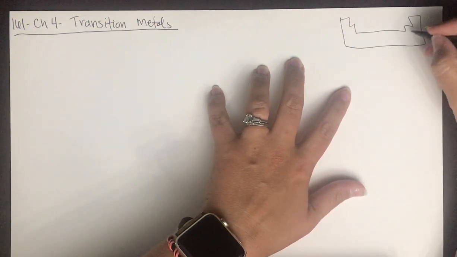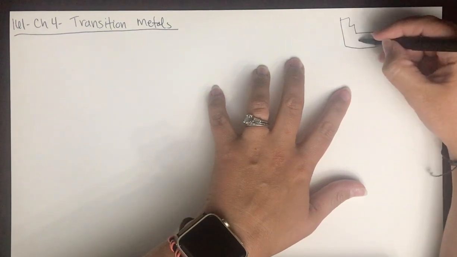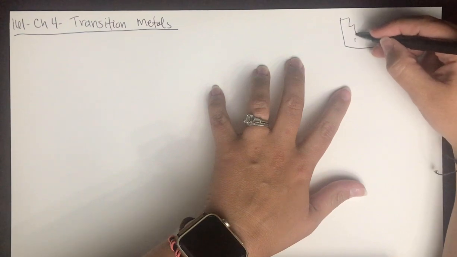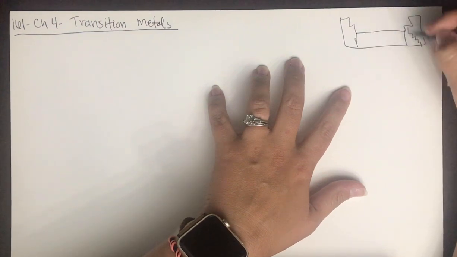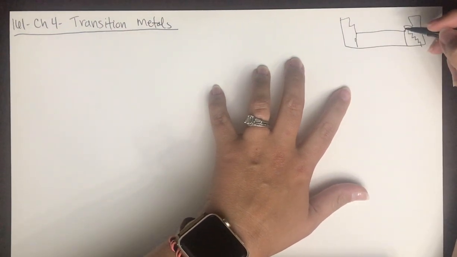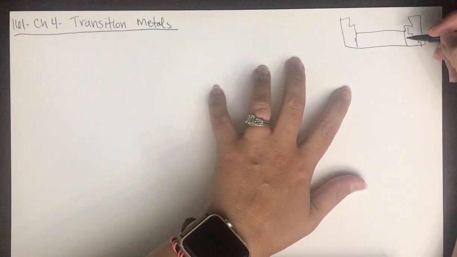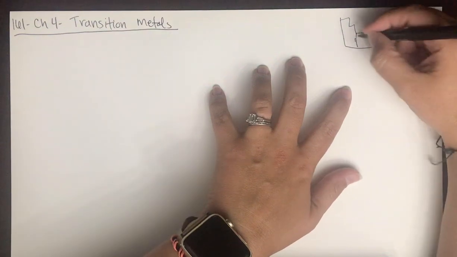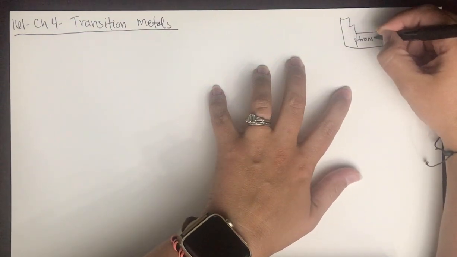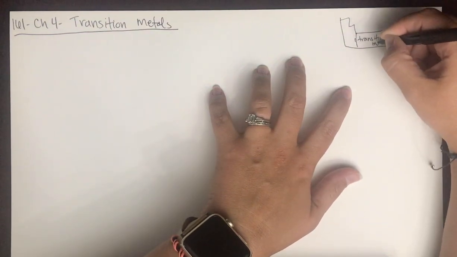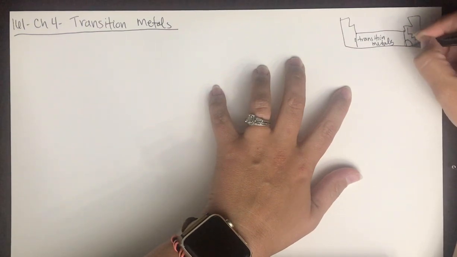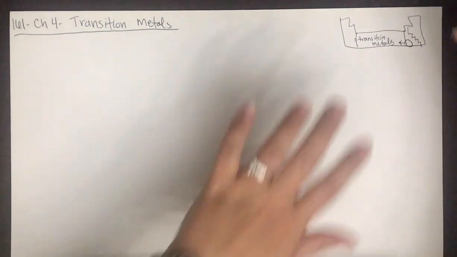So here's my periodic table. Here is my metalloid staircase. We said everything over here, these are all metals, and everything over here, these are all non-metals. Well, actually, everything in this middle group right here, this D block, back when we were talking about electron configurations, in this row of 10, these are all called transition metals. And there's actually some over here that are also included in the transition metals.